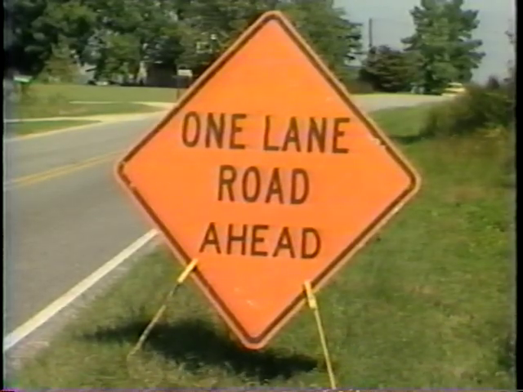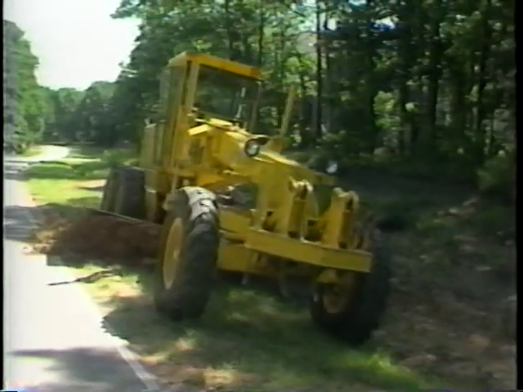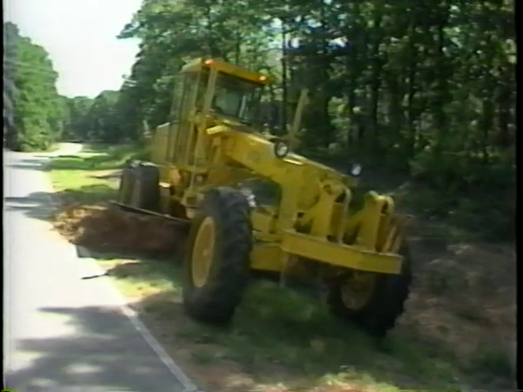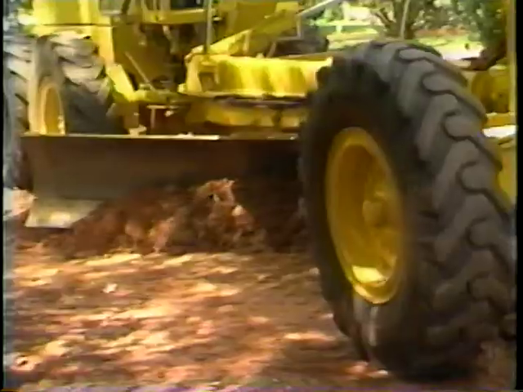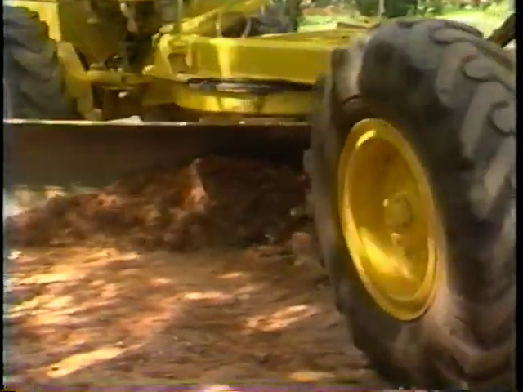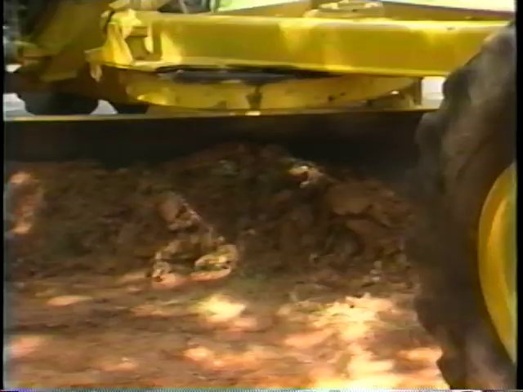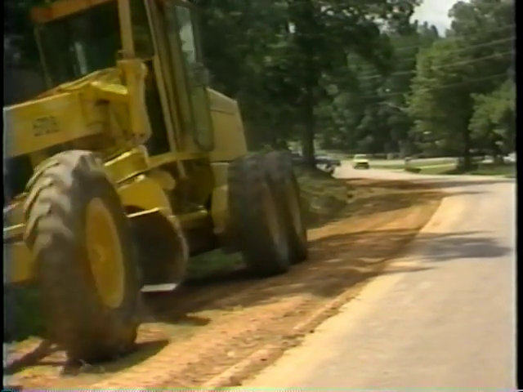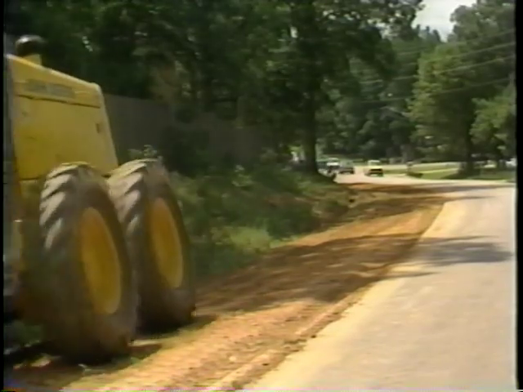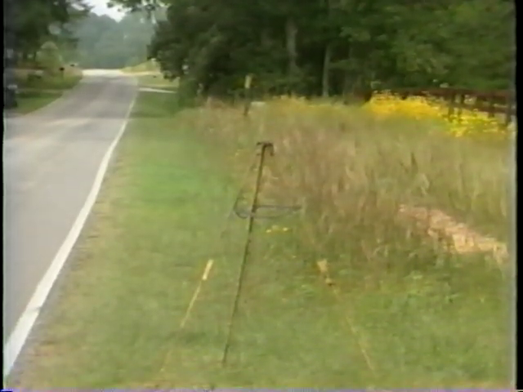Number 1, place proper traffic control. Number 2, blade shoulder with motor grader and windrow material at the edge of pavement. Number 3, spread material back across shoulder at the proper slope. Number 4, compact shoulder with the motor grader. Number 5, remove traffic control.